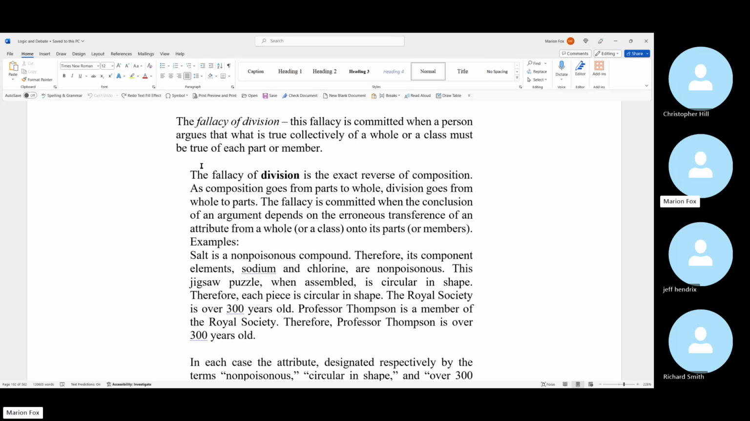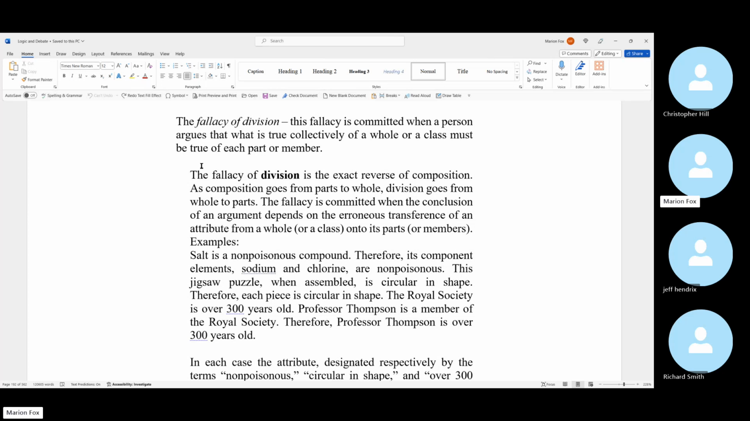Here's an example of it. Salt is a non-poisonous compound. That's true. Therefore, its component parts, the elements sodium and chlorine, are non-poisonous. Well, no, that's not true. They're both deadly poisons. Or: this jigsaw puzzle, when assembled, is circular in shape. We could have one that's circular. And therefore, each piece is circular in shape. Well, you can't have a jigsaw puzzle that's circular and have the pieces all be circular. You could have one or two of the pieces, or some of them, but not all of them. You've got to put a bunch of pieces together and get one circle that's bigger. Some of those will have to be irregular shapes, not circular.